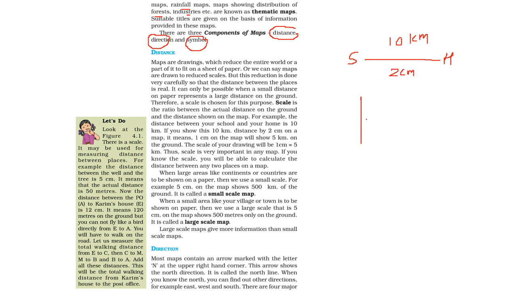Now this is a map. This is your school. This is your home. Now you represented this line just by 2 cm. So the 2 cm on the map is representing actual distance of 10 km.